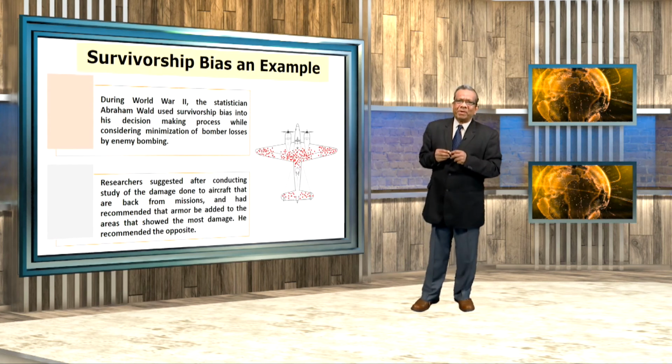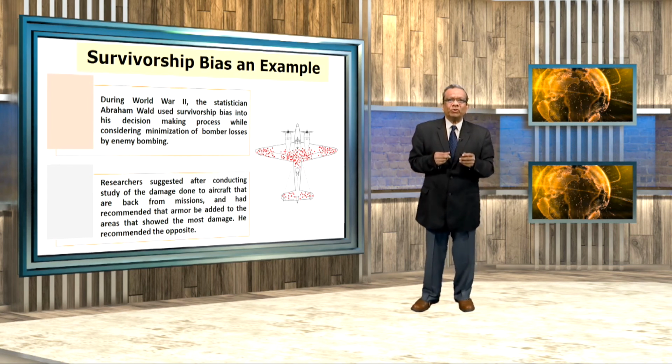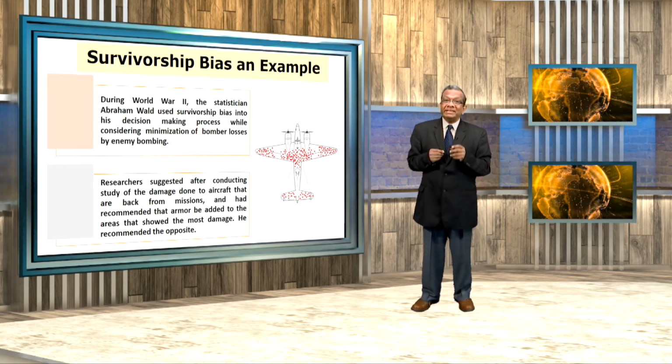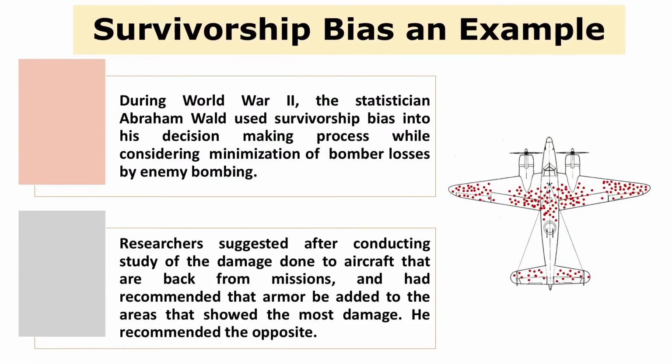Now, for survivorship bias, you can also take an example from World War II, when the statistician Abraham Wald used survivorship bias in his decision-making process while considering minimization of bomber losses by enemy bombing. They examined the planes that had returned, and you can see in the plane the various places where they were hit. Researchers, after studying the damage done to the aircraft that were back from missions, recommended that armor be added in the areas that showed the most damage.